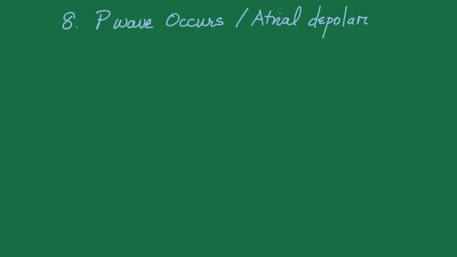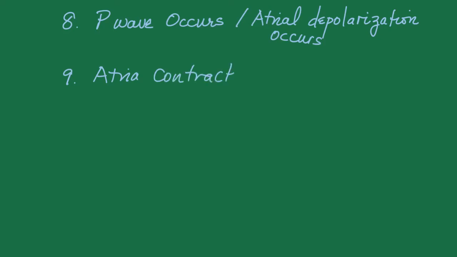Now we go back to the P wave. The P wave, as we know, represents atrial depolarization. The atrial depolarization is complete. This will be followed by atrial contraction or atrial systole. The atria will basically squeeze the blood so that it can go into the ventricles.